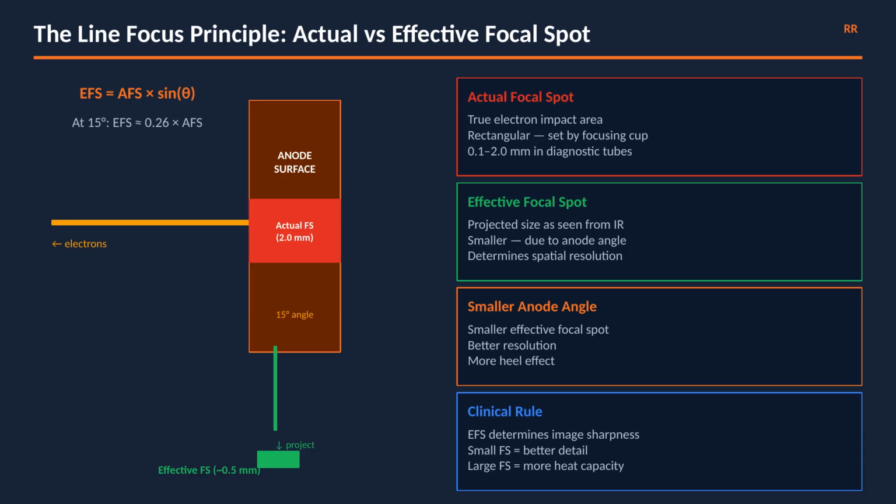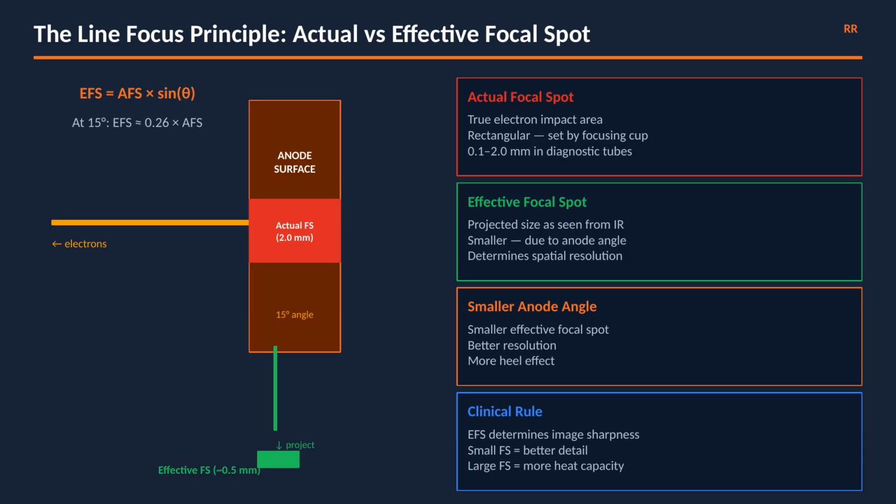Because the anode surface is angled, the projection of the actual focal spot onto the plane of the image receptor is smaller than the actual area. The formula is effective focal spot equals actual focal spot times the sine of the anode angle. At a 15-degree angle, sine of 15 degrees equals approximately 0.26, the effective focal spot is only about 26% of the actual focal spot size.